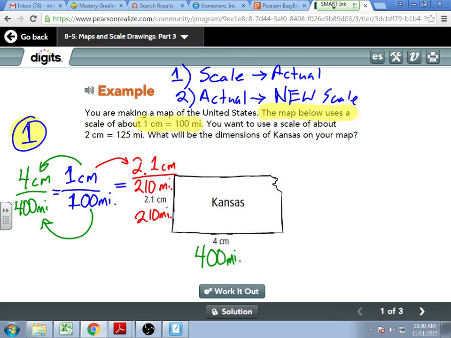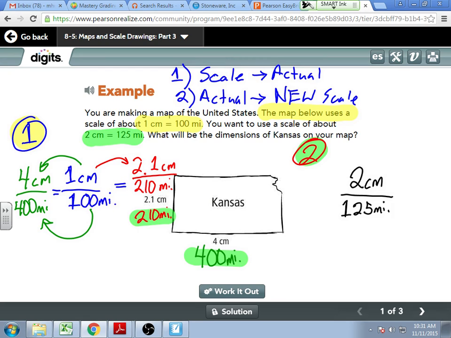Then step 2, I'm going to take the actual values and the new scale and convert to my new drawing sizes. So if I use the scale of 2 centimeters, actually I'm going to use a different color. 2 centimeters to 125 miles.